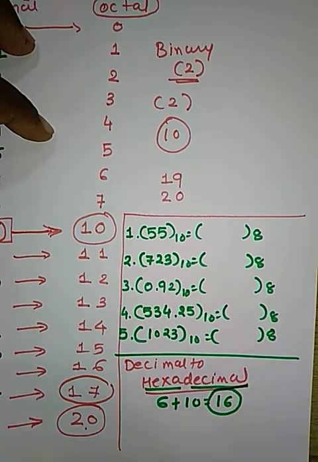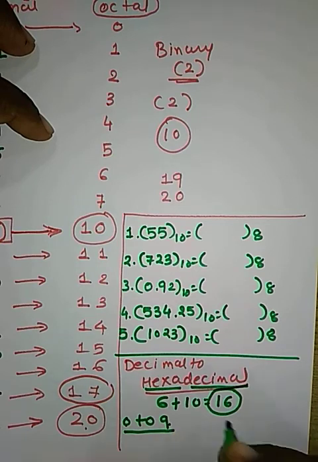16 digits. But we all know that we have only 10 digits, 0 to 9. So what about the remaining 6? So it uses A, B, C, D, E and F.